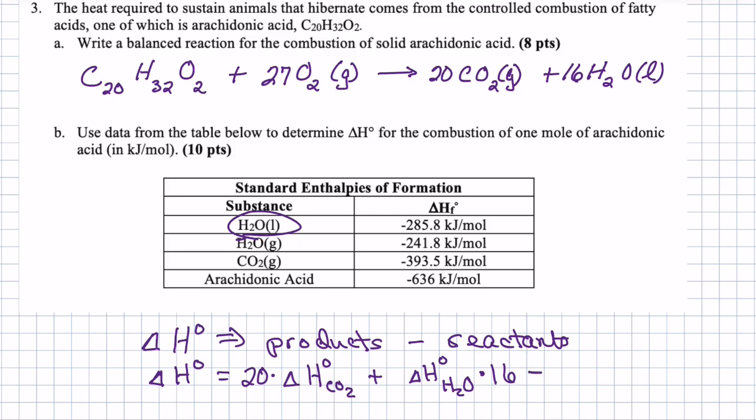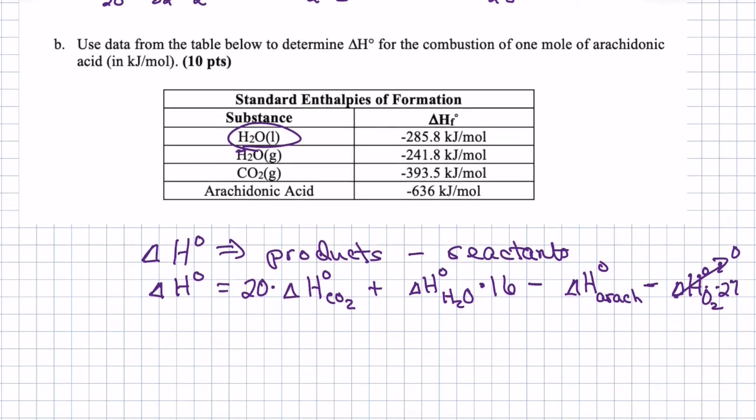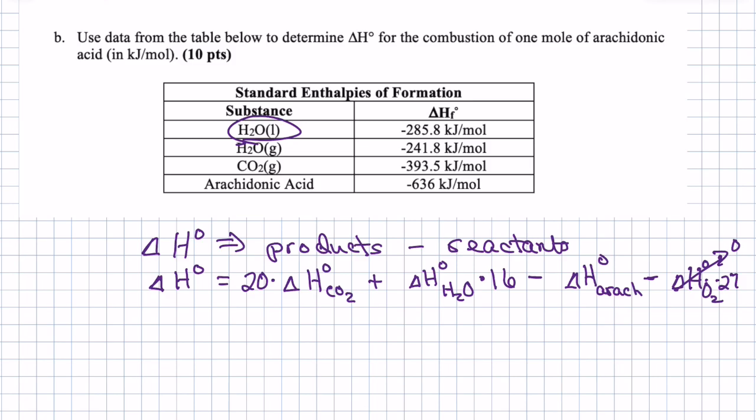And then we're going to subtract our reactants, and our reactants are, of course, the arachidonic acid, all right, which has a stoichiometric coefficient of 1, and O2, which would be multiplied by 27. But you recall that when we are looking at enthalpies of formation of elements in their most stable form, O2, oxygen, is the most stable form of oxygen, so that is equal to 0. So we don't need to worry about that one. So we've just got then the enthalpies of formation of CO2, and we'll just go ahead and multiply this out.